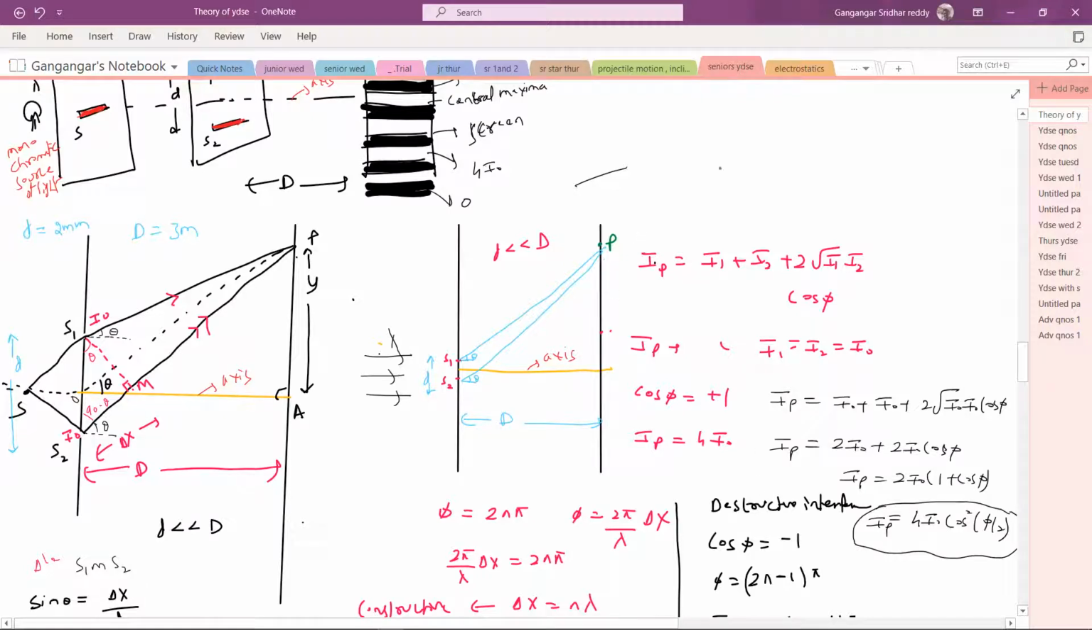Then if at this particular point constructive interference occurs, what is the phase angle? It will be 2n pi, so I'll get a maximum intensity equal to 4 I naught. Now let me take the pen.